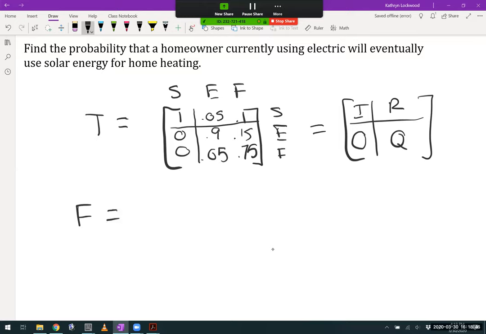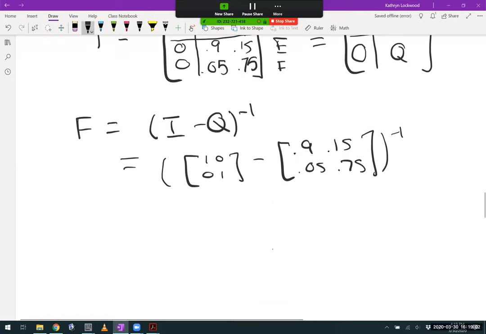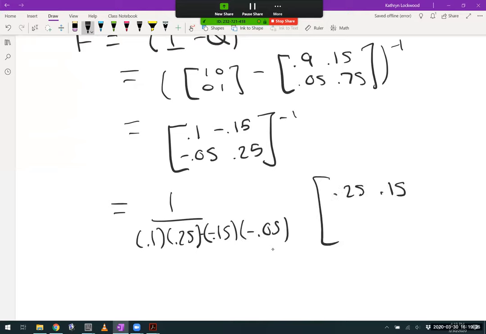Now find the fundamental matrix, I minus Q inverse, where I is the 2x2 identity. Q is our lower right block, 0.9, 0.15, 0.05, 0.75. The difference is the matrix 0.1, minus 0.15, minus 0.05, and 0.25. And then we'll invert using our usual formula. 1 over the determinant times the matrix 0.25, 0.15, 0.05, and 0.1.